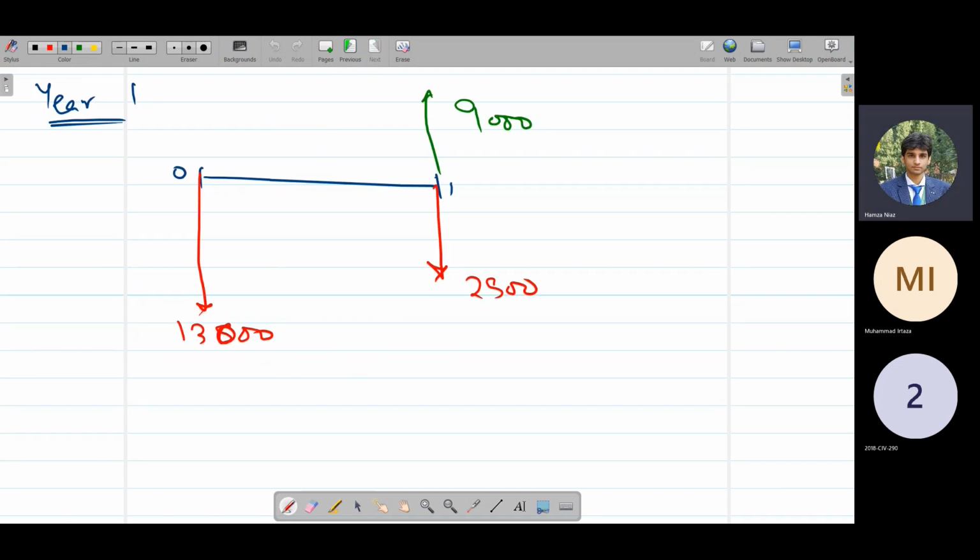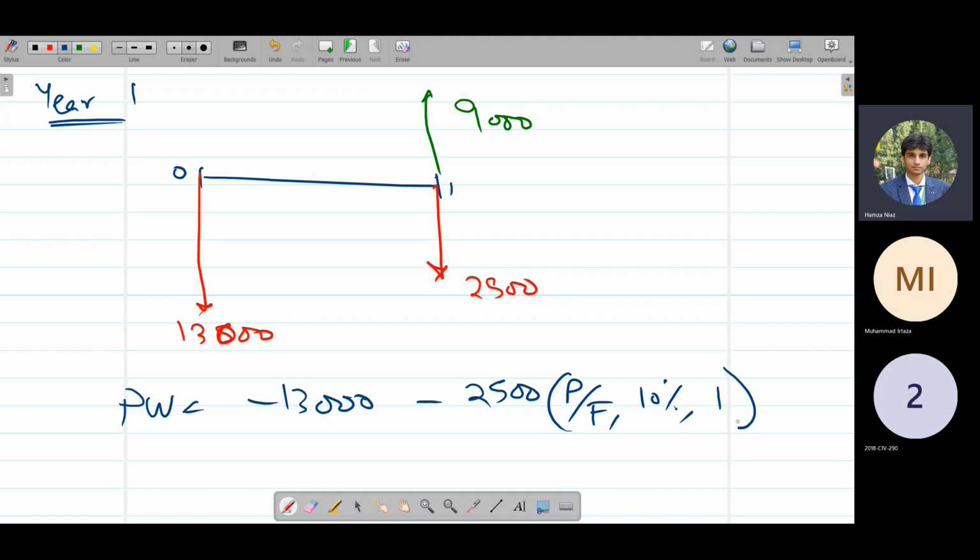We can find its annual operating cost or its present value. Anything we can find. For example, if we find its present value, its present worth, that would be minus 13,000 minus 2,500. Now we have to find what? We have to find present value. We are given the future value. The interest rate is 10%. The number of years is 1. Similarly, plus 9,000 P by F 10% and 1 year.